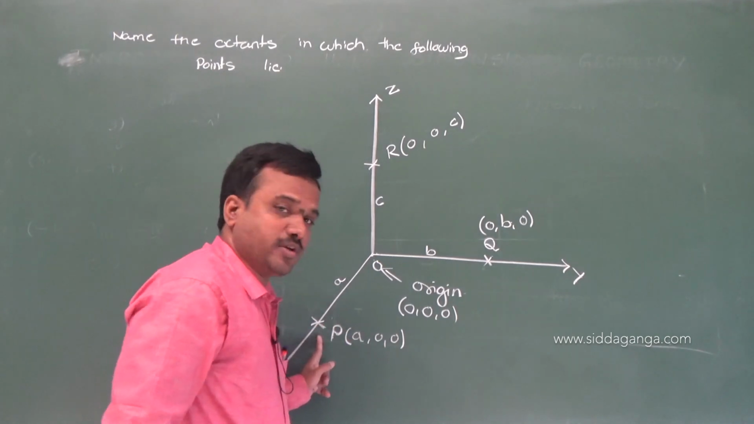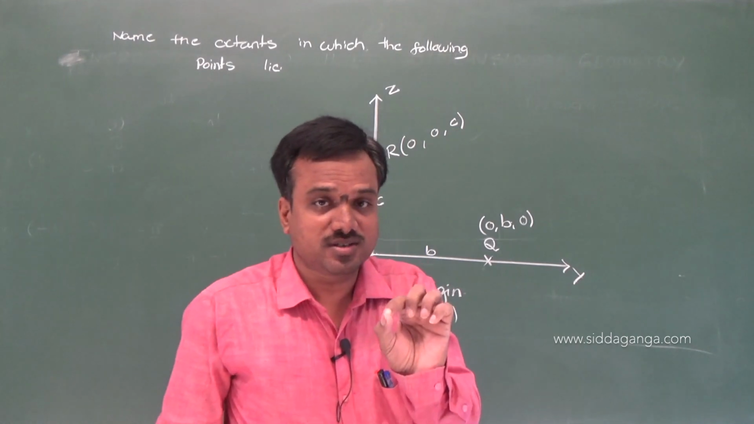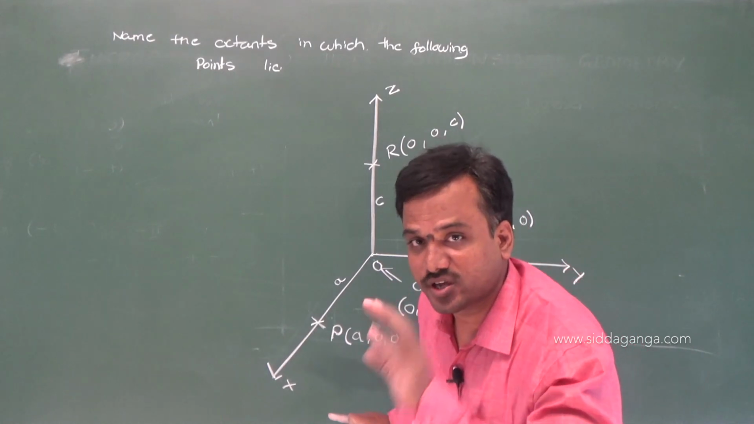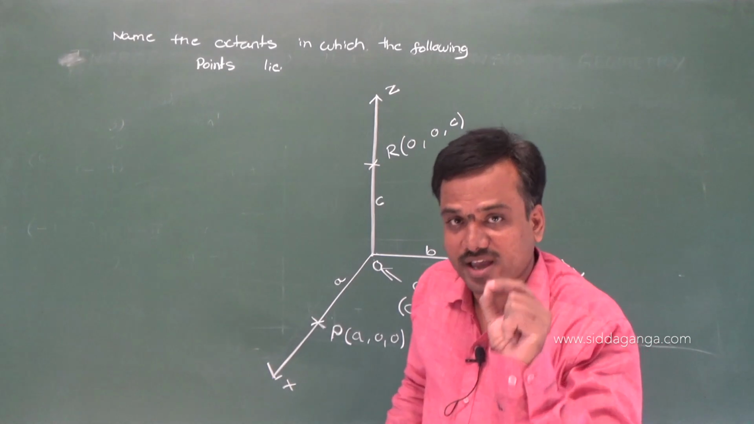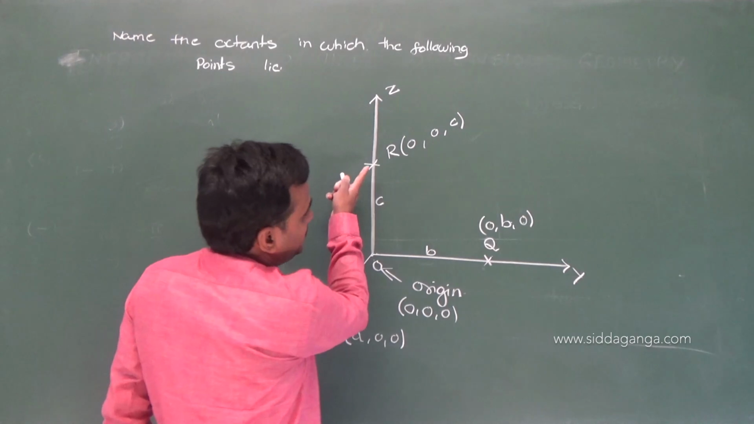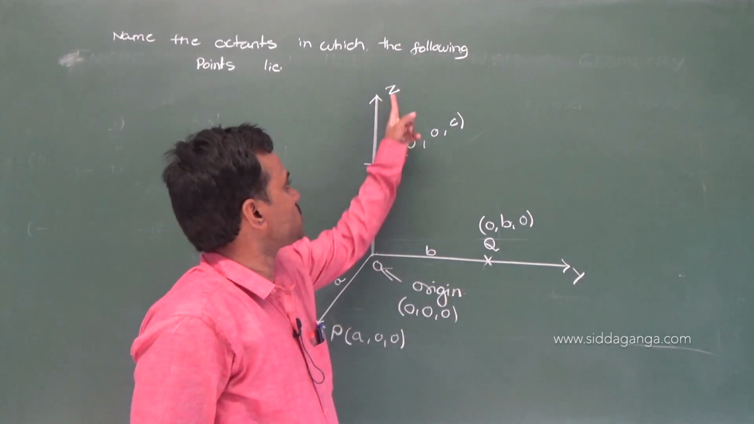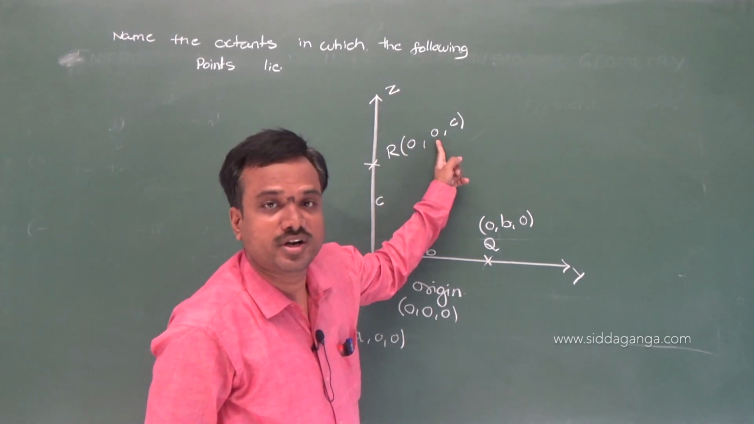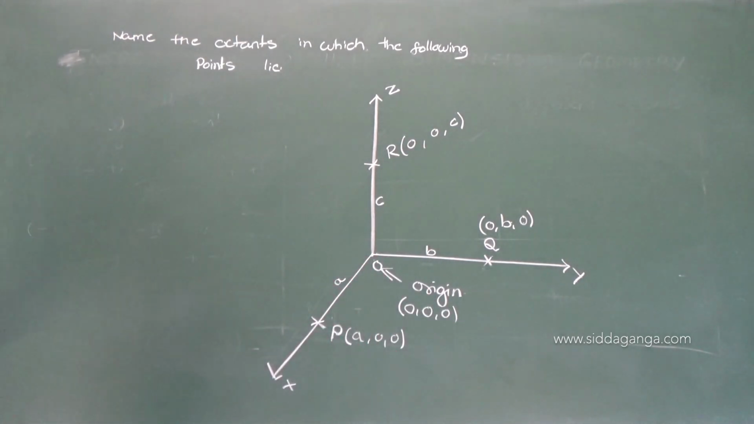Once again I say that, if a point P lies on the x axis, the y coordinate and z coordinate are 0. If a point Q lies on the y axis, the x coordinate and z coordinate are 0. If a point R lies on the z axis, very important, the x coordinate and y coordinate are 0. This is the first one.